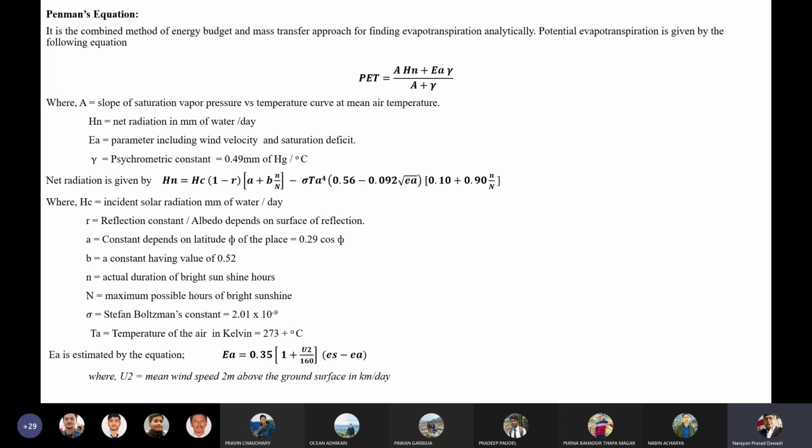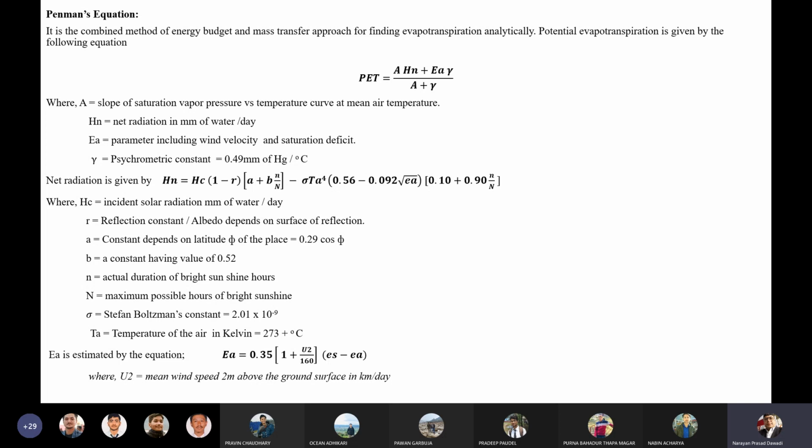If you know the slope of the saturation vapor pressure versus temperature curve, if you know the net solar radiation, if you know the parameter considering the saturation deficit and the wind speed, and if you know the psychrometric constant, then you can find the potential evapotranspiration of that area. These are the things I have already told you.